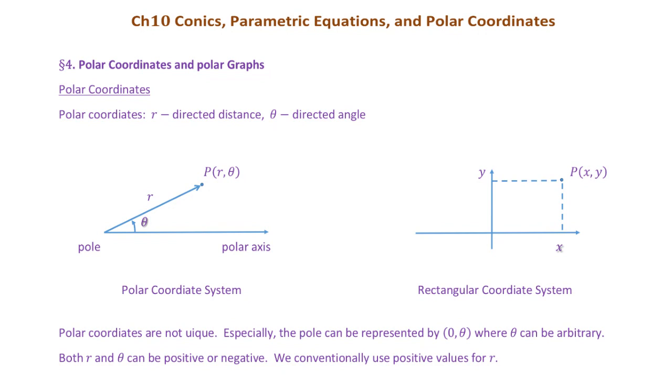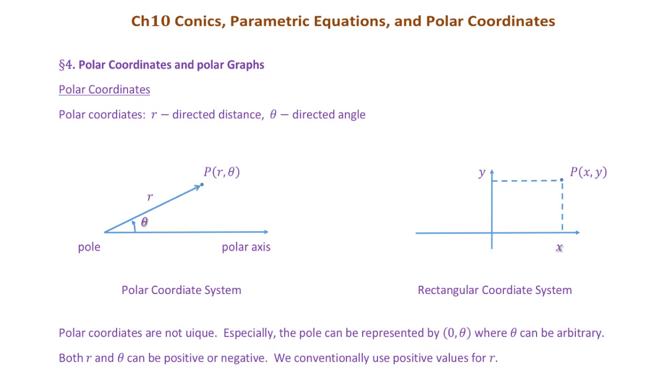But that's not the only reason. Another reason is that we can also define the directed distance r to be negative, not just positive. In that case, we can have different representations in polar coordinates for the same point on a plane. In other words, for any particular point on the polar plane, you can have different coordinates.